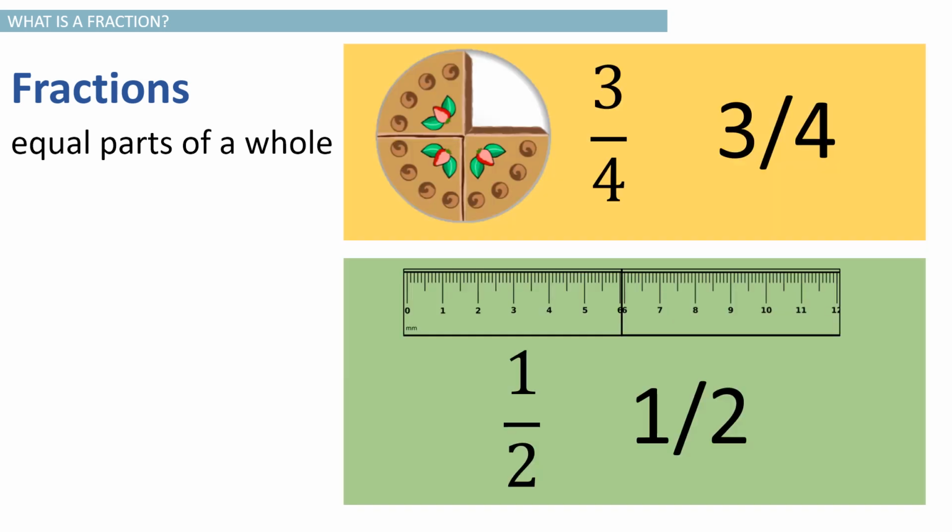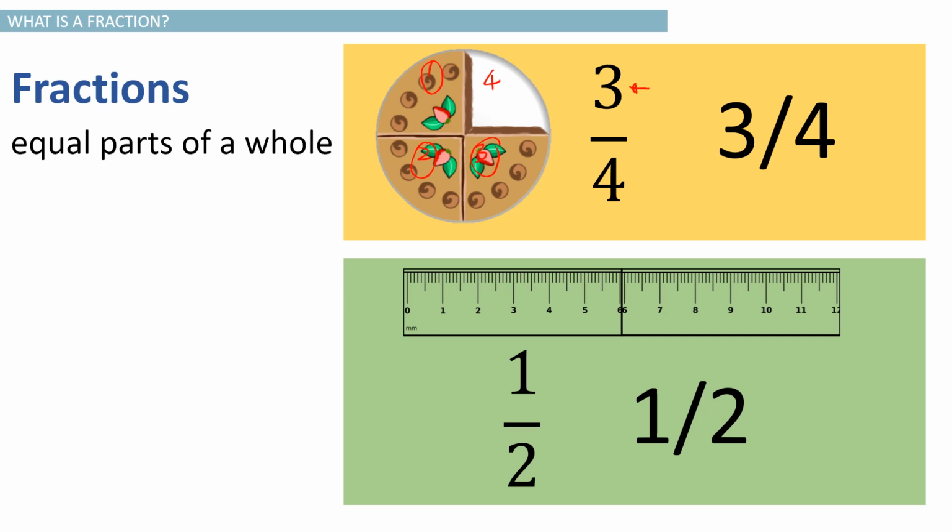Let's look at a more real-life example. If I have 3/4 of a cake, it means the cake is cut into 4 equal parts. 1, 2, 3, 4. And I have 3 parts of them. I have 1 part, 2 parts, 3 parts of the cake.